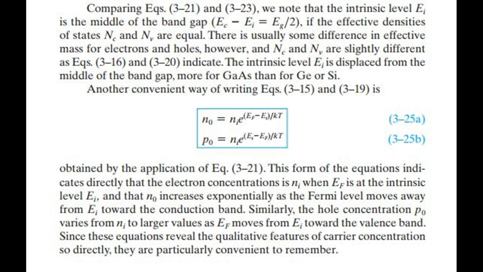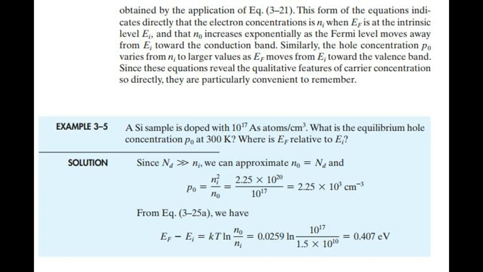A silicon sample is doped with 10^17 arsenic atoms per cubic centimeter. What is the equilibrium hole concentration p0 at 300 K? Where is F relative to EI? Since n0 is much greater than ni, we can approximate, and from EQ 3-25a, we have temperature dependence of carrier concentrations.